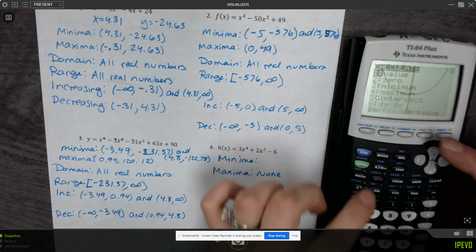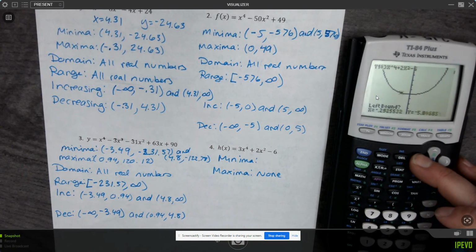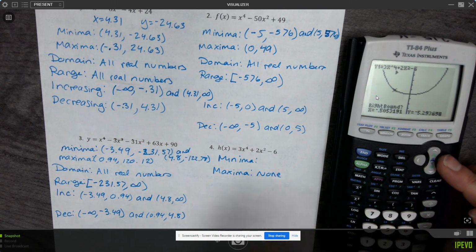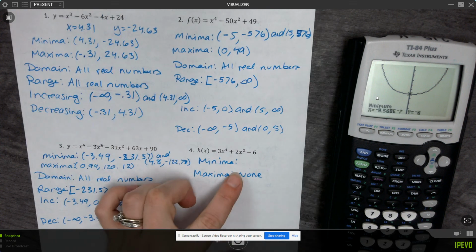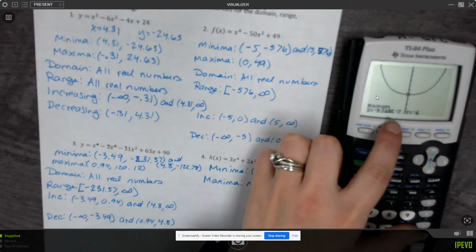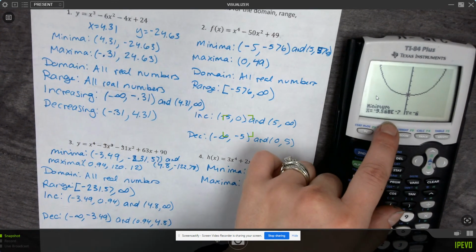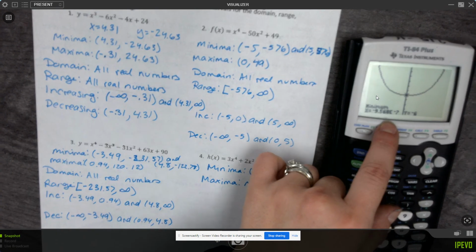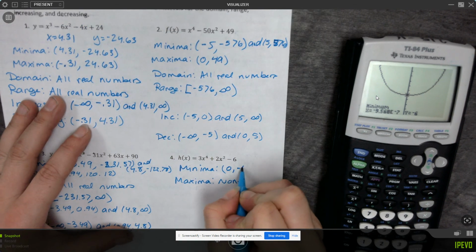So my minima: second trace, go to minimum, need to be left of it. So I'm going to go clearly over until I know I am definitely left of wherever that is. And then go clearly right of wherever that is. And then hit enter for guess. My minima occurs at, now remember we talked about this, this has an E. Yours may or may not. Mine has an E, that means 0. Yours might actually say 0. It is 0, negative 6.